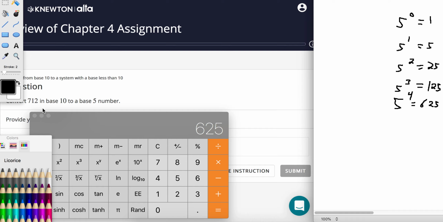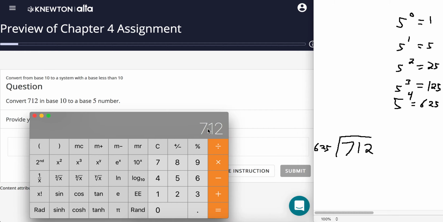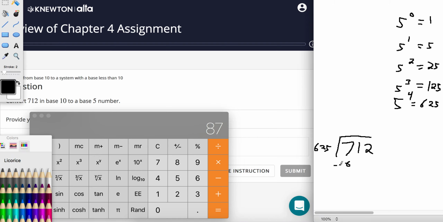So what you want to do is take your number of 712 and divide it by the biggest power of 5. Okay, 625 is the biggest one that can fit into it. So 712 subtracted by 625 gives us 87 for our remainder. So we found out there's one of these. Now, how many 5 to the thirds fit into it? After you take out the 5 to the fourth, we took out the 625, there's 0 of these that will fit into 87, so we're going to have 0 5 to the thirds.